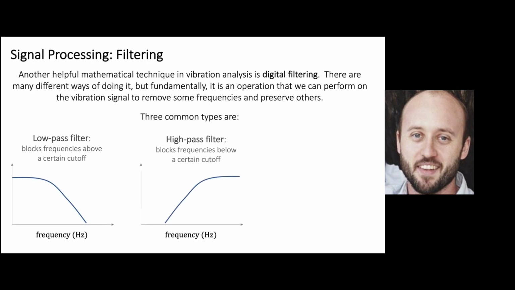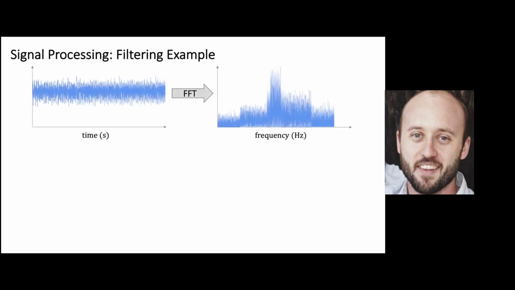We can also create what we call a band pass filter, which is essentially combining the low pass and the high pass filter and just looking at a specific band of frequency. So if we wanted to take a signal and isolate specific frequency content, we could do low pass filtering, high pass filtering, or band pass filtering to target a specific frequency range.